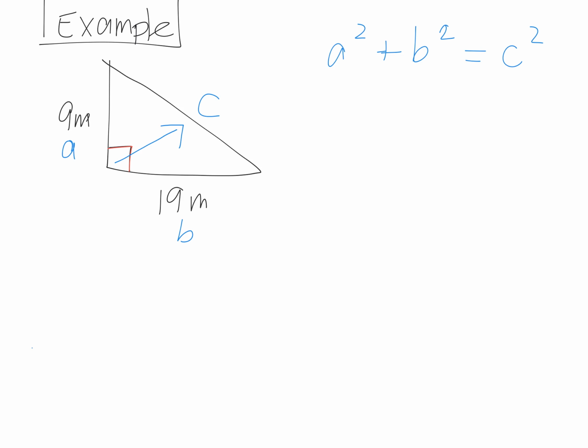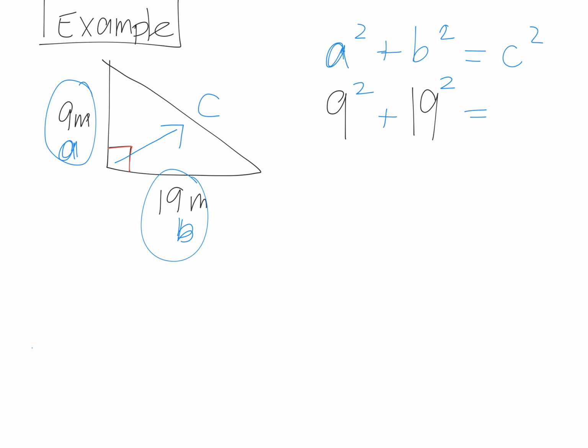So we've labeled the legs A and B. So I know that A is 9 meters. So where we have the letter A in our formula, I'm going to replace it with the number 9. So instead of writing A squared, I'm writing 9 squared plus, what's B? 19. So 9 squared plus 19 squared, right? Equals C squared. I'm putting it in pink because that's what I don't know. I don't know C.